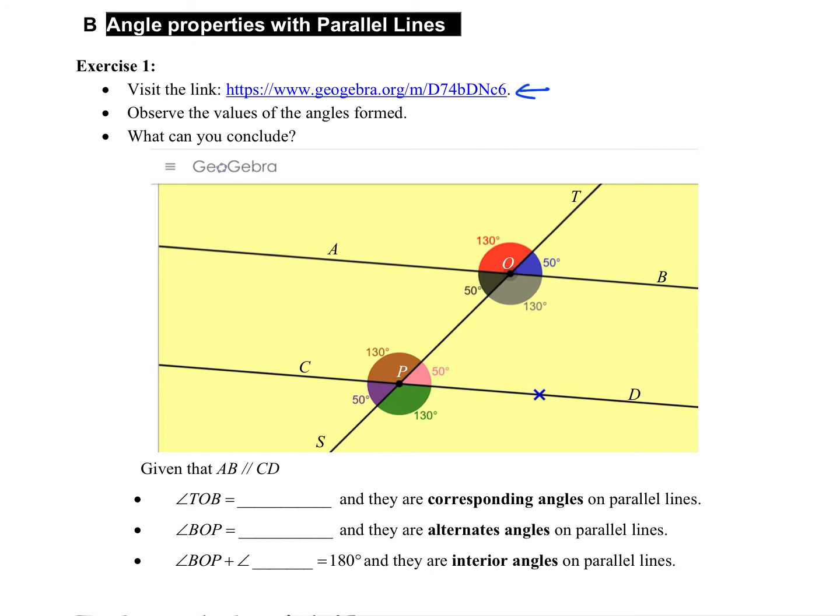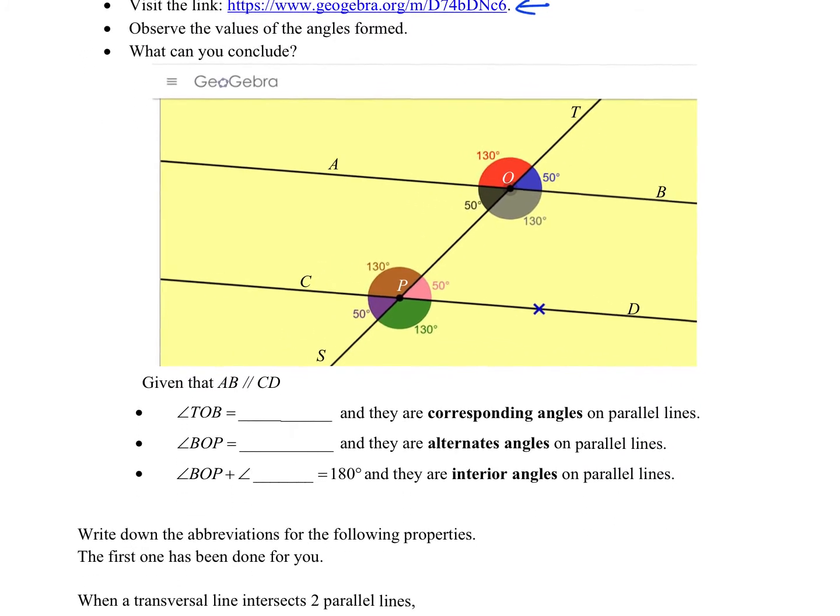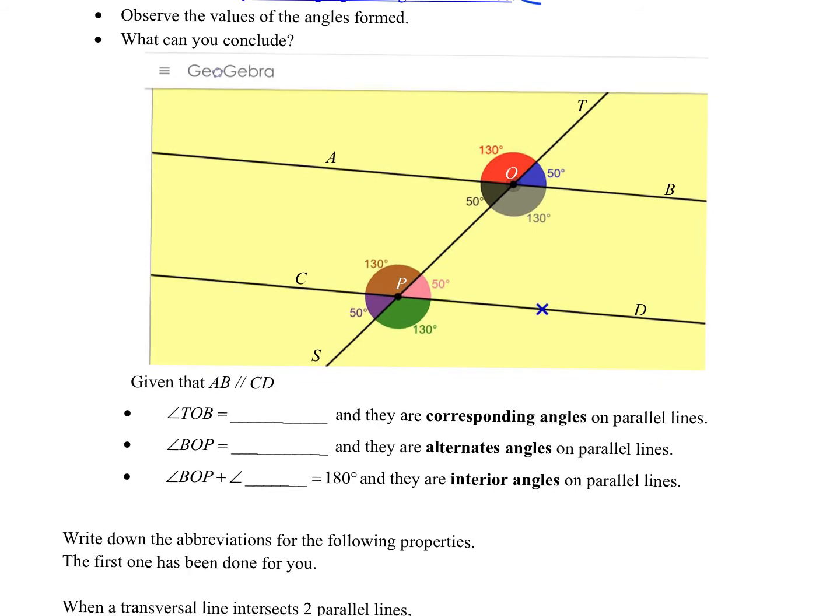But what are some of the values of the angles that have been formed, and what can we conclude from them? What we have down over here is quite obvious. The angle TOB, which is 50 degrees, actually equals the other angle TPD.